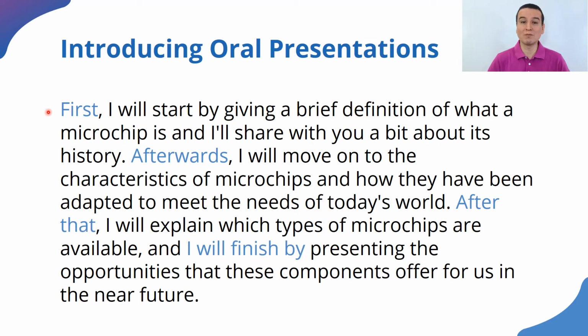Okay? I am going to pause my video so that you can listen to the pronunciation and practice with the native speaker. Go ahead, please. Practice your pronunciation. First, I will start by giving a brief definition of what a microchip is, and I'll share with you a bit about its history. Afterwards, I will move on to the characteristics of microchips and how they have been adapted to meet the needs of today's world. After that, I will explain which types of microchips are available, and I will finish by presenting the opportunities that these components offer for us in the near future. Thank you. Thank you very much for pronouncing that with them.